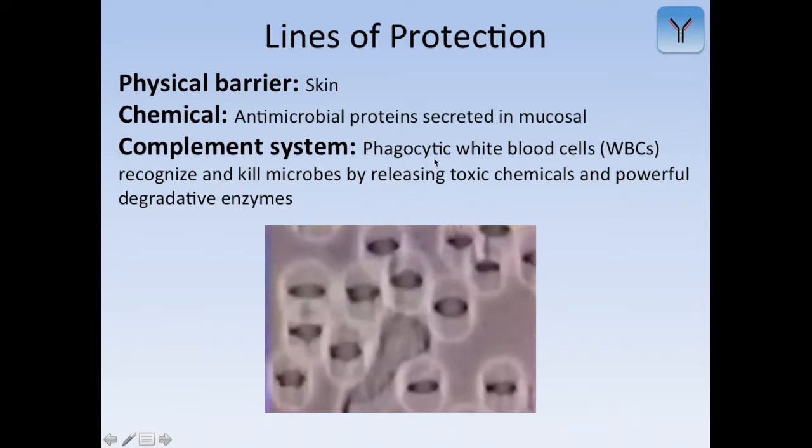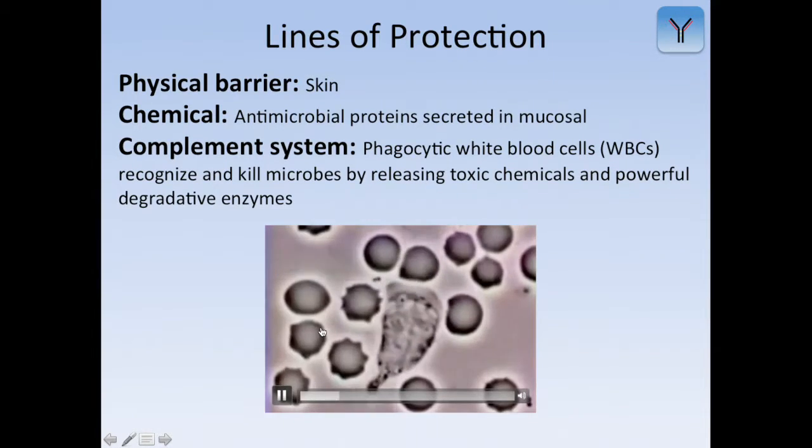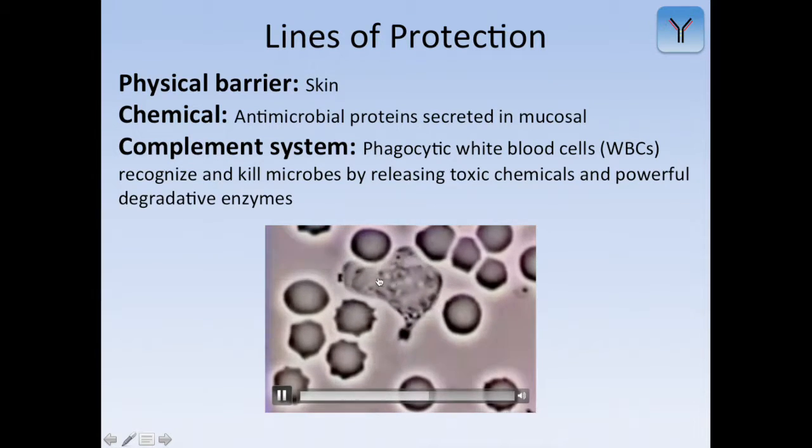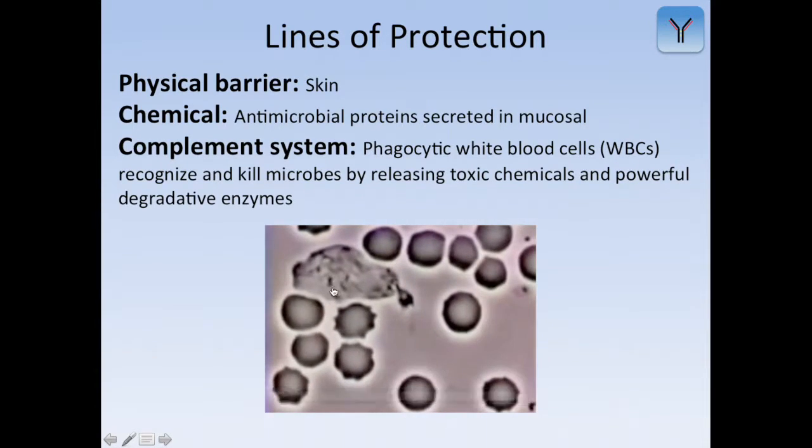You see here is actually the phagocytic white blood cells, or by text we're referring to as WBCs, that will recognize and kill microbes by releasing toxic chemicals and powerful degradative enzymes. So we have here a neutrophil that chases the bacterium and actually phagocytizes it by eating it, okay? And then it actually releases toxic chemicals within the cell. And let's watch that one more time.